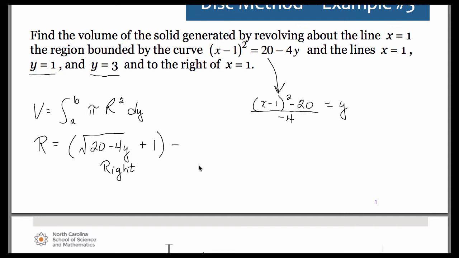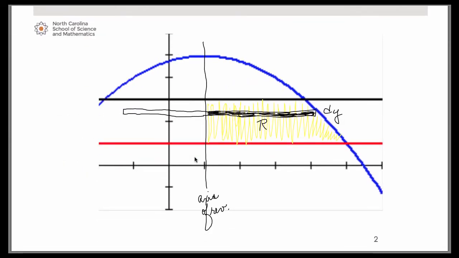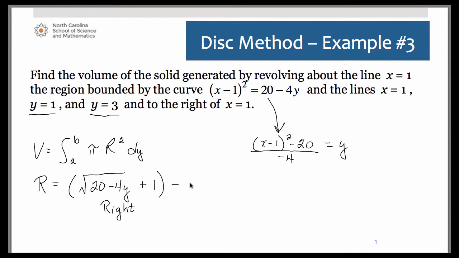Minus. Now on the left side, if you go back to your picture, the representative rectangle on the left side is hitting that vertical line at x equals 1. So this is simply going to be minus 1. Obviously the 1's cancel out, and all you're left with is the square root quantity. So that is the length of our representative rectangle.